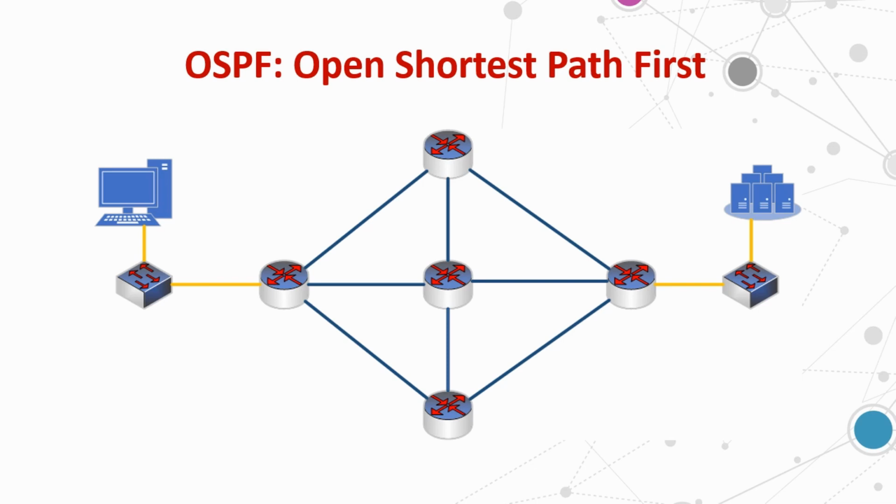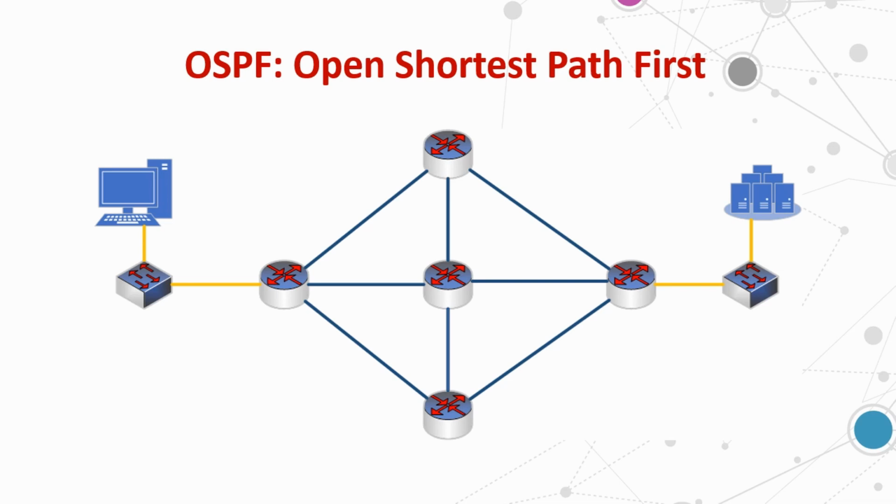OSPF is an interior gateway protocol. This means it is used inside of enterprise local area networks, or LANs, rather than to connect separate systems like an exterior gateway protocol would. For example, OSPF is used in university campus networks, hospital networks, business LANs, and similar networks, but would not be used to connect these networks to internet resources.